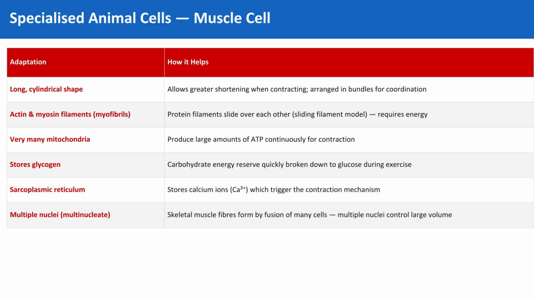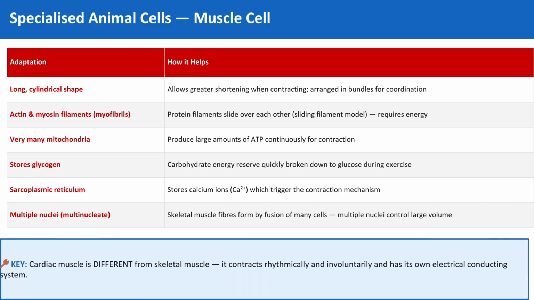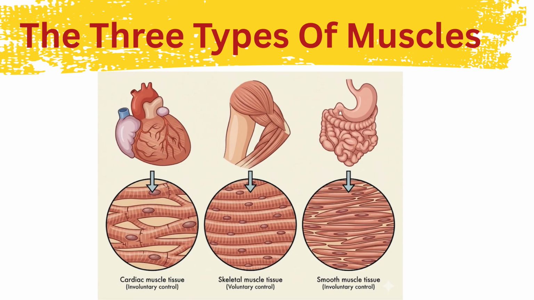And these cells are multinucleate. They have multiple nuclei because skeletal muscle fibers are formed by the fusion of many cells, allowing control of a large volume. Keep in mind that cardiac muscles are different from skeletal muscles. They contract rhythmically, involuntarily, and have an electrical conduction system.